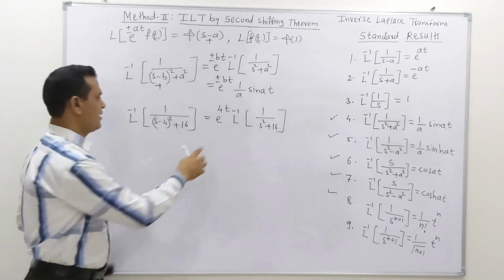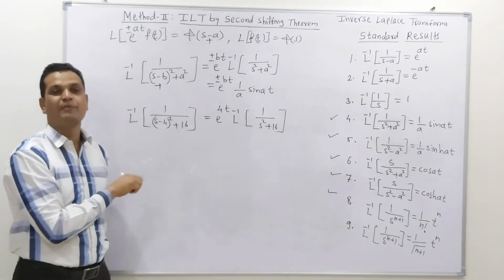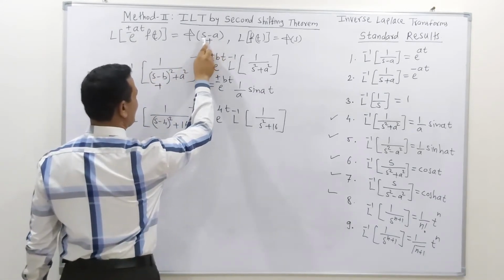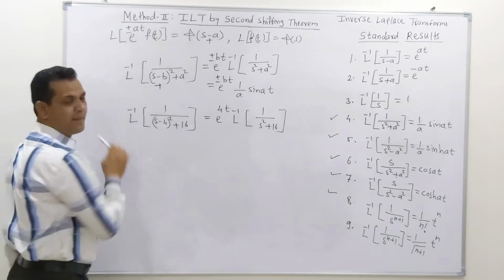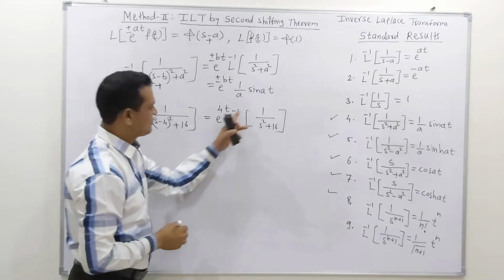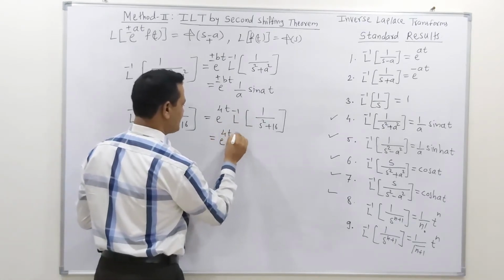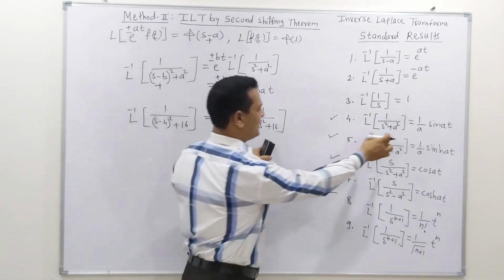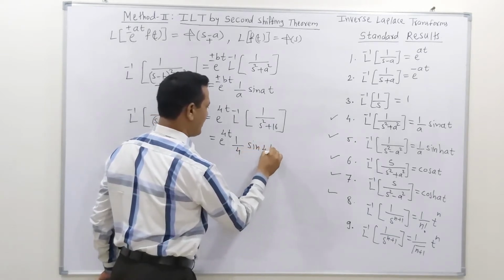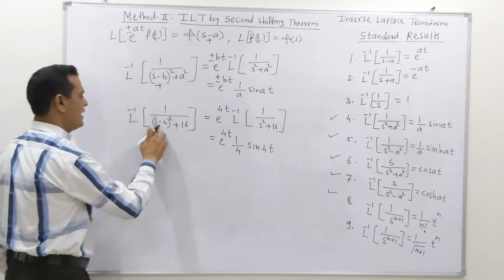Here we write e raised to plus 4t because 4 is subtracted from the parameter s according to the shifting theorem. So a is subtracted from parameter s, and we can write this as e raised to plus at into f of t, into the inverse Laplace transformation of 1 upon s square plus 16. So we can write this as e raised to 4t, and then if we compare this with result number 4, we can write this as 1 upon 4 into sine of 4t. Here we use the minus sign in between s and a.